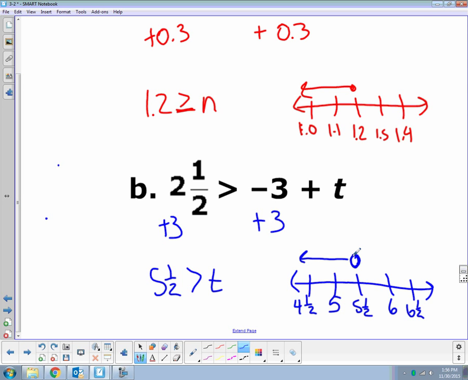If 5.5 is greater than t, 5.5 is not greater than 6. 5.5 is greater than 5. And so you can go to the left with that arrow as well. And that's how we get those solutions.